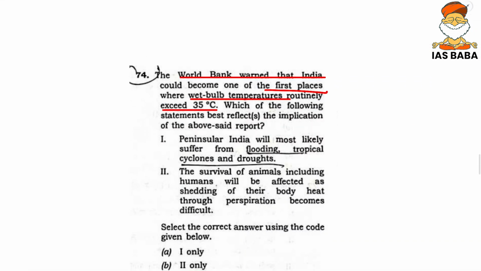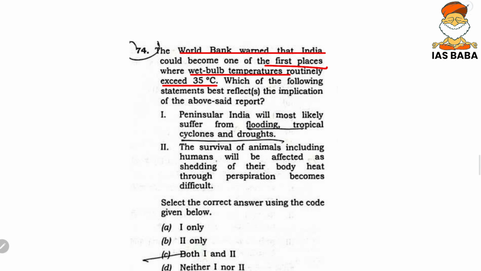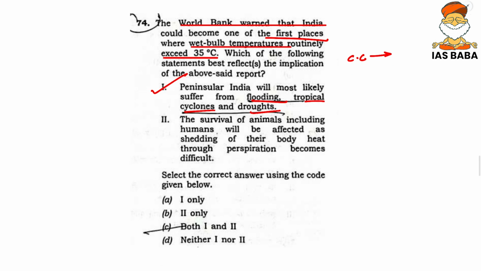So now we can refer to question number 74, wherein we can say the peninsular India will most likely suffer from flooding, tropical cyclones, and drought. Yes. See, the logic is very simple. If it is something related to climate change, all types of climate events will get affected. Be it flooding, it will increase. Be it drought, the frequency of drought will increase. Be it cyclone, the frequency of cyclones will increase. So, logic based, you can deduce this, and you may have studied a lot of the implications or the impact of climate change. So the climate change impact is very general. Everything will be impacted.